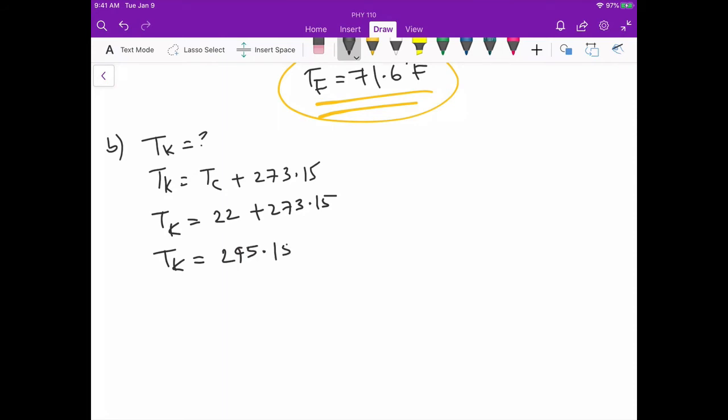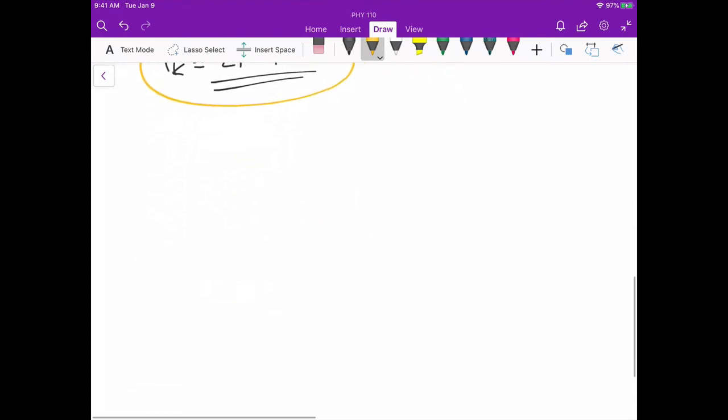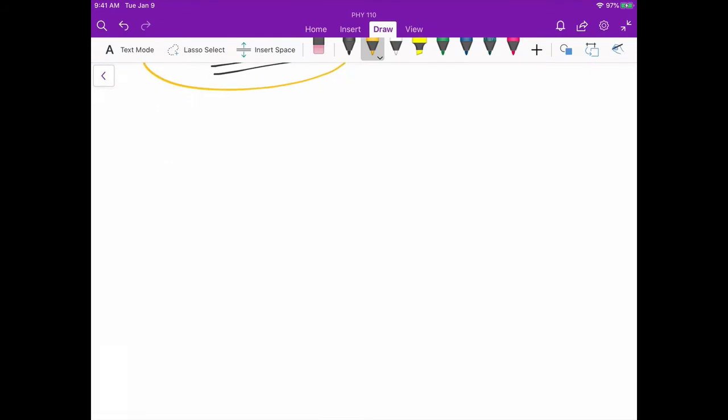Then your TK is going to be 295.15 in Kelvin. There is no degree for Kelvin, okay? Keep that in mind. Simple. So it's always just a matter of keeping it cool and trying to apply the given equations properly, okay? Then let's go for E2.